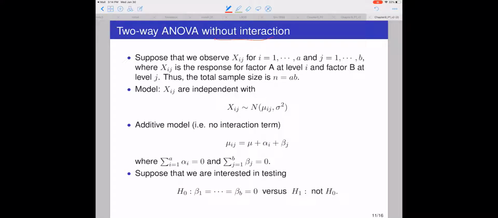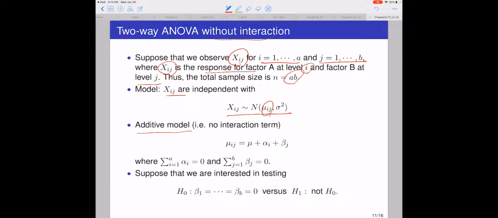Suppose that we observe Xij for i from 1 to a and j from 1 to b, where Xij is the response for factor A at level i and factor B at level j. So the total sample size is a times b. The model is that the Xij are independent with this distribution, where mu ij is the mean of Xij, but since we have only one observation, we cannot really estimate all the parameters, so we need to simplify the model.